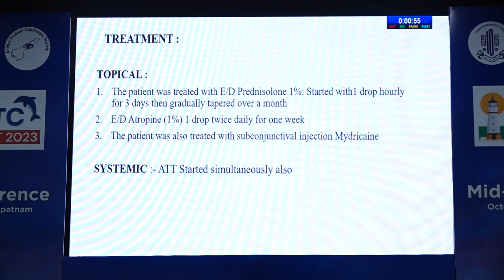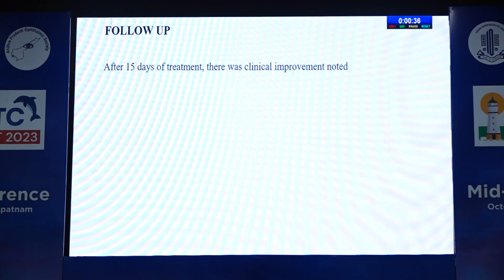Treatment, topical: the patient was treated with eye drop prednisolone 1%, started with one drop hourly for 3 days, then gradually tapered over a month. Eye drop atropine 1%, one drop twice daily for 1 week. The patient was also treated with subconjunctival injection of Medrol. Systemic ATT was started simultaneously. Follow up: after 15 days of treatment, clinical improvement was noted.